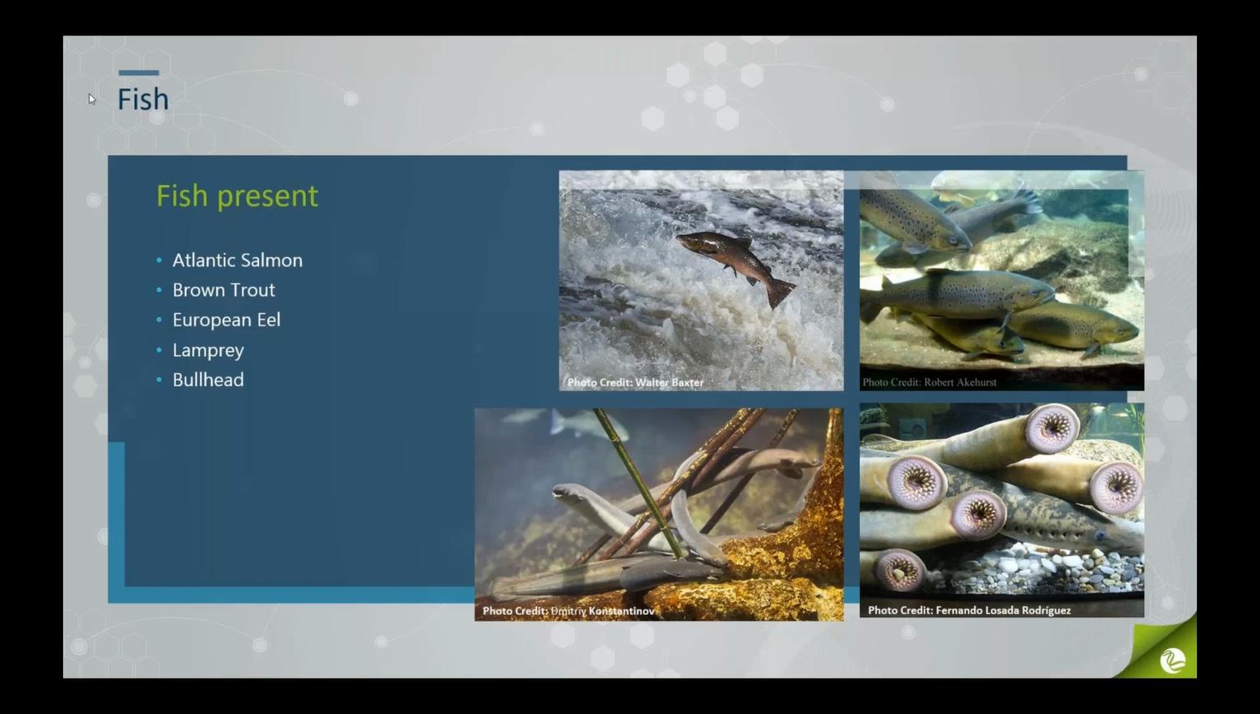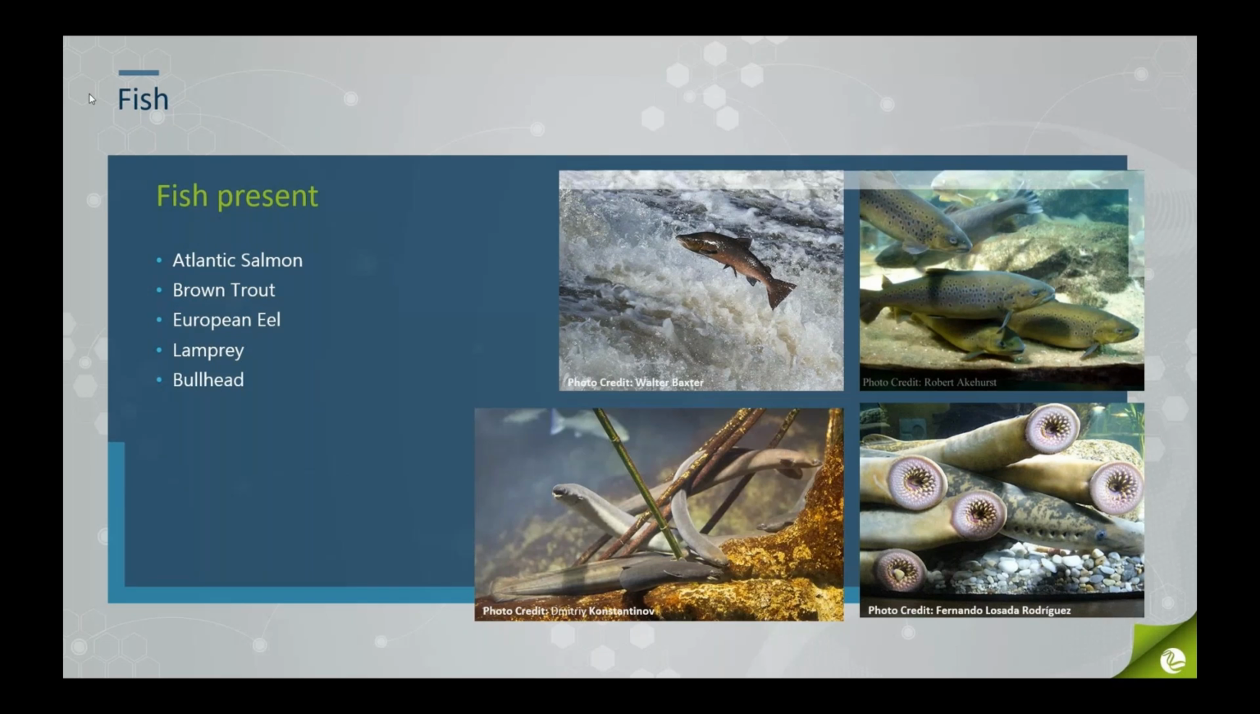Starting at the top left, we've got the Atlantic salmon, and next to that, some brown trout. Then at the bottom left, we've got the European eel, and next to that are the slightly freaky looking lamprey. I think that picture is from an aquarium, but they really do look as weird as that. And there's also another species of fish called the bullhead, which I don't have a photograph of.